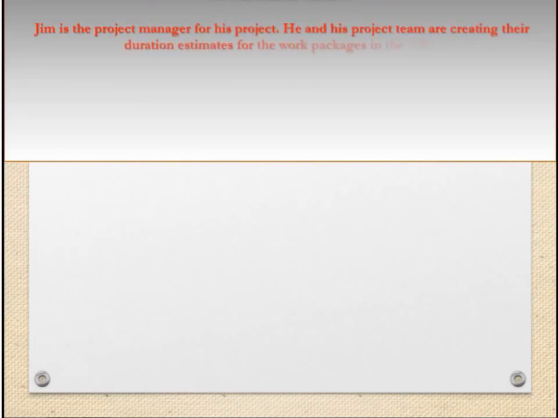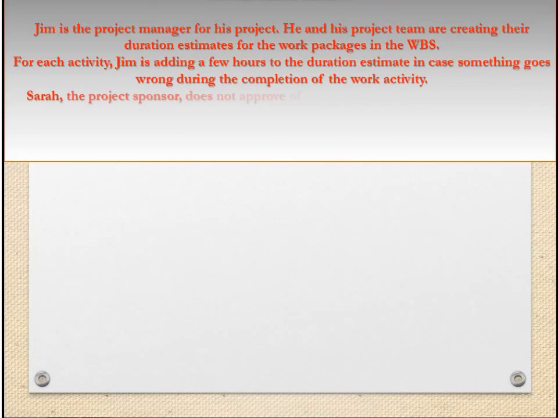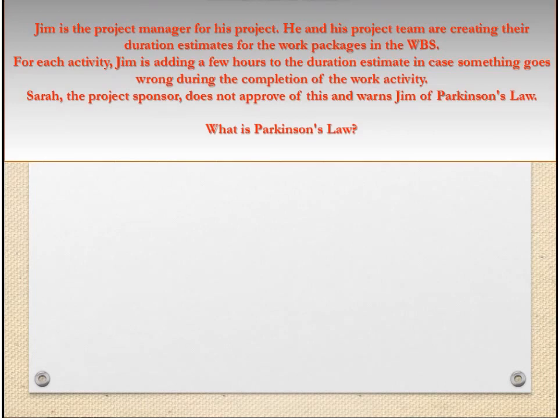Question. Jim is the project manager for his project. He and his project team are creating their duration estimates for the work packages in the WBS. For each activity, Jim is adding a few hours to the duration estimate in case something goes wrong during the completion of the work activity. Sarah, the project sponsor, does not approve of this and warns Jim of Parkinson's law. What is Parkinson's law?